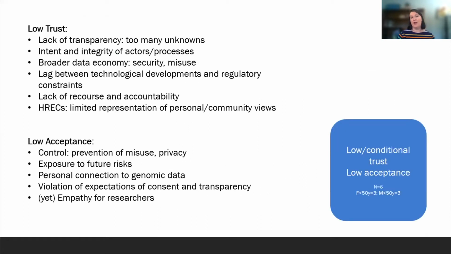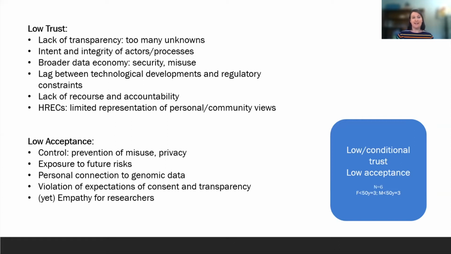For the participants who had a lower sense of trust generally in genomic data sharing and a lower acceptance of a waiver of consent, their sense of trust was far less centred around that sort of socio-political context and much more around the specific conditions of the research in question. So where genomic data sharing was involved, they felt really strongly that there were too many unknowns to be able to feel safe in this process. They wanted to know much more about the intent and integrity of the actors and processes involved.